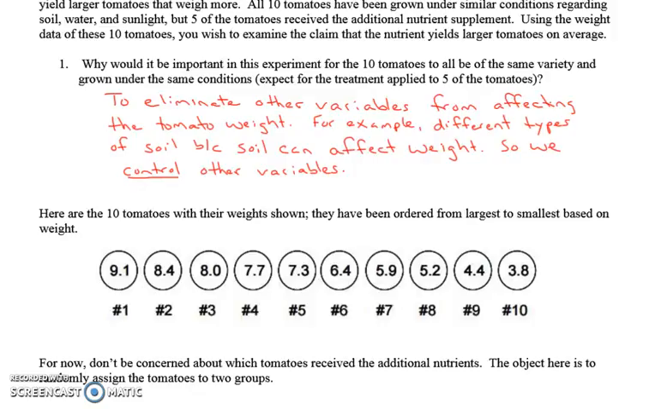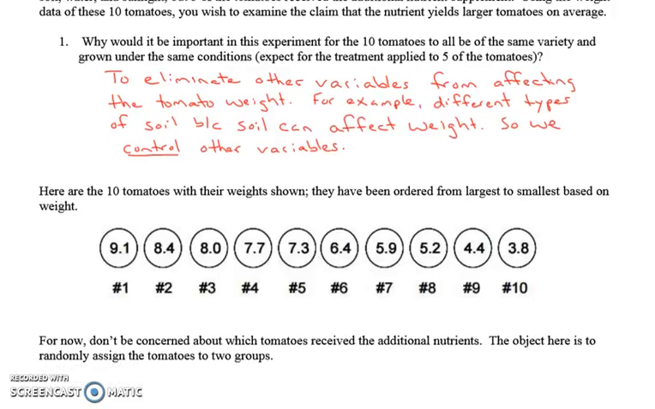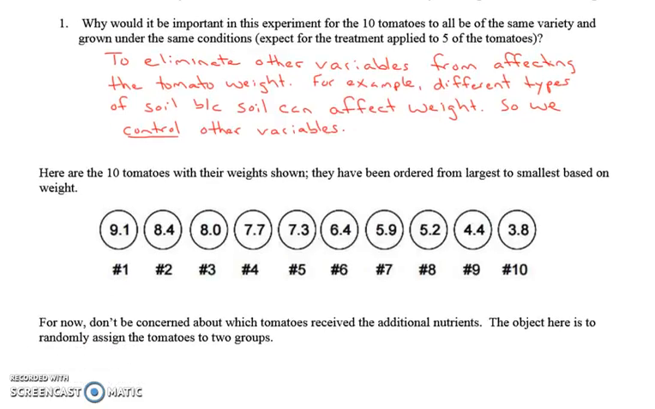You want to talk about controlling other variables. What we're going to do in this lesson today is an experiment with 10 different tomatoes, and in these cases, the 10 different tomatoes have been ordered from largest to smallest. We're not going to be worried about which tomatoes got the nutrients right now. We're just going to assign them to two groups.